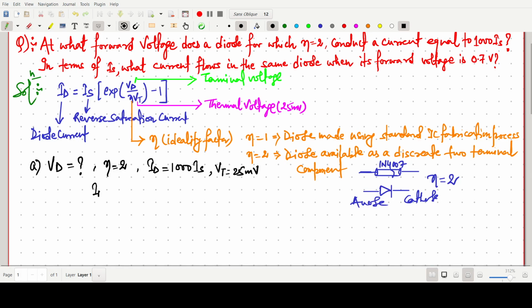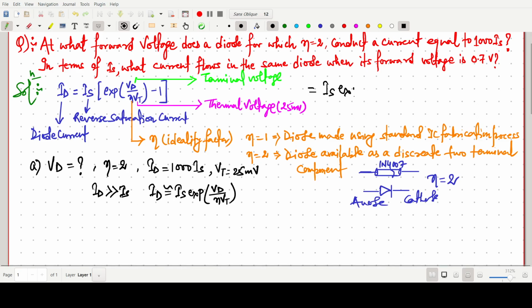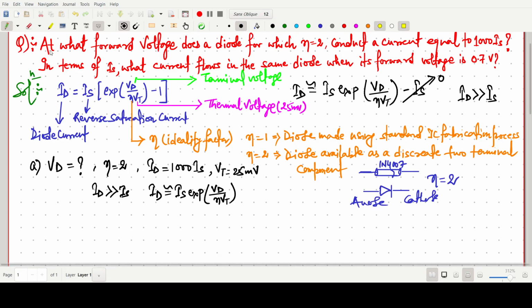In addition, this ID is given as 1000 IS, so in general we can say ID is much greater than IS. So we can also write the diode equation as ID is approximately IS times exp(VD by eta VT). We can neglect the minus 1 because this expression is IS exp(VD by eta VT) minus IS, and IS is very small, because ID is much greater than IS. So we can neglect it, and ID is approximately equal to this. So this is also an important formula.